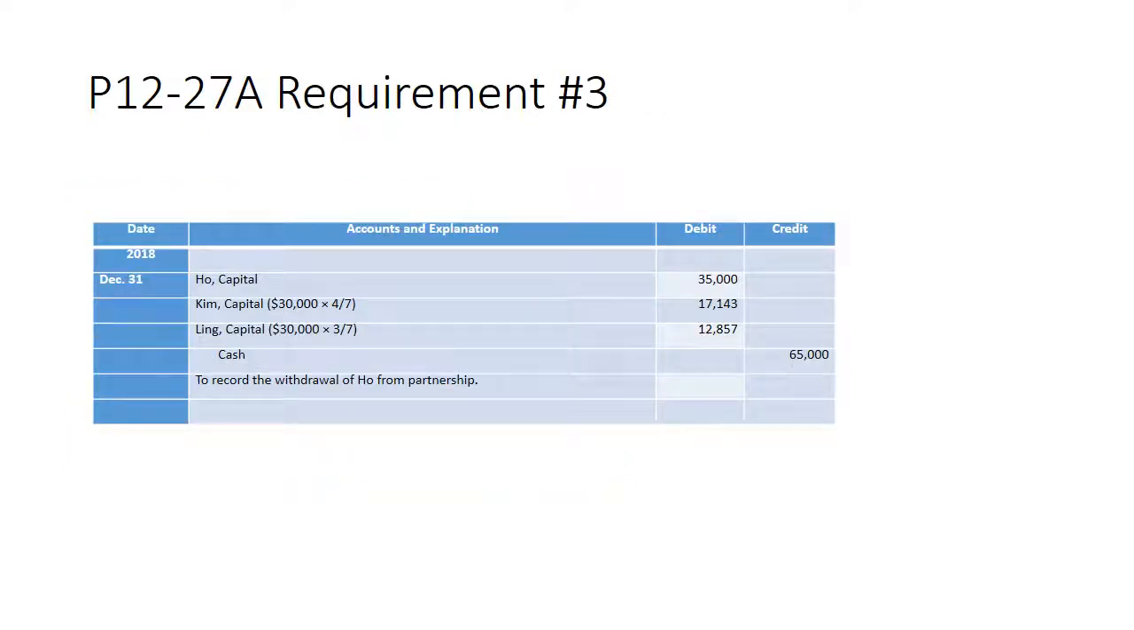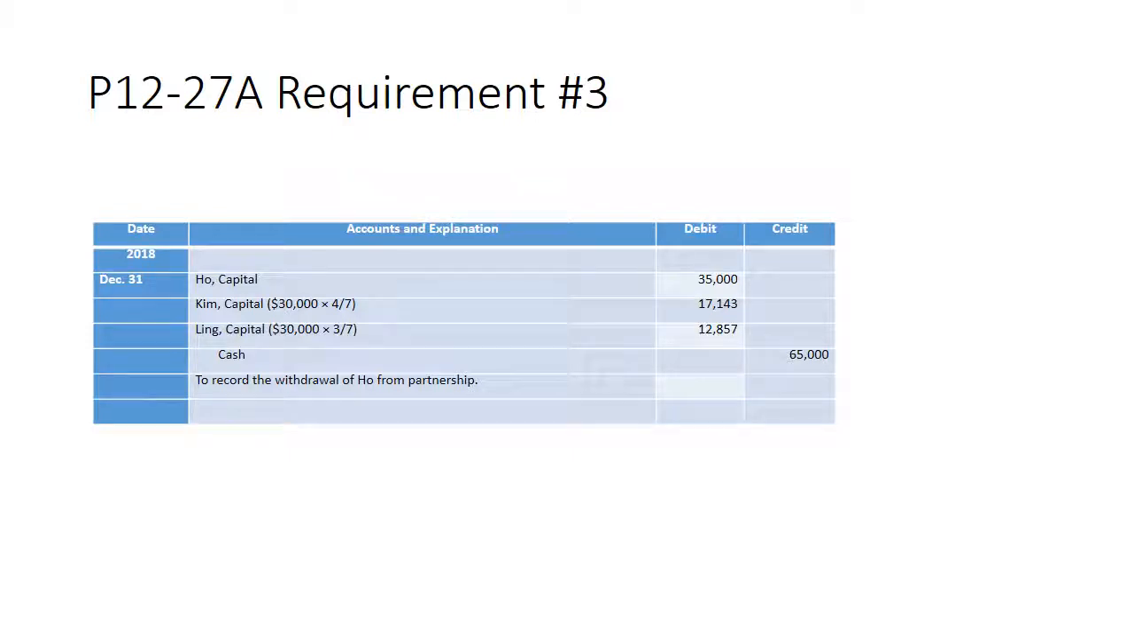In requirement 3, the partnership agrees to pay Ho $65,000 for her book value in equity, which is only $35,000. Okay, why would they do that? Maybe they really want her out of there. We'll take a hit. We just want her gone. She's terrible. Okay, there's many different reasons, but think of it that way. So they're going to credit cash. They gave her 65 grand. Don't let the door hit you. Get out of here. Debit capital Ho.